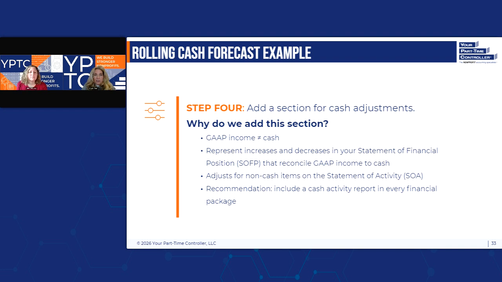They represent changes in your balance sheet or your statement of financial position. We are reconciling your change in net assets, which is on accrual basis, to your net cash flow. This section also shows changes not captured on the income statement. We recommend that every financial package, whether you're receiving a monthly, quarterly, or annual package, include a cash activity report. We find it insightful to review and understand the adjustment from your change in net assets to your cash balance.